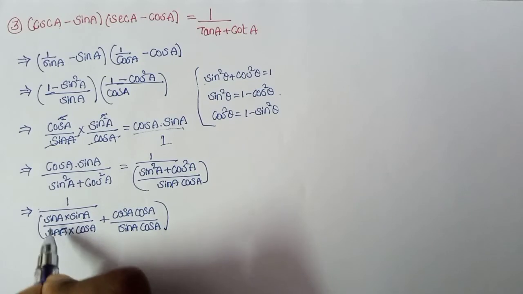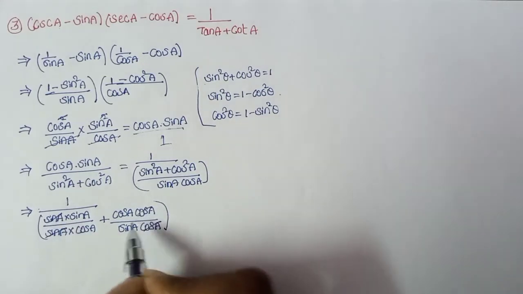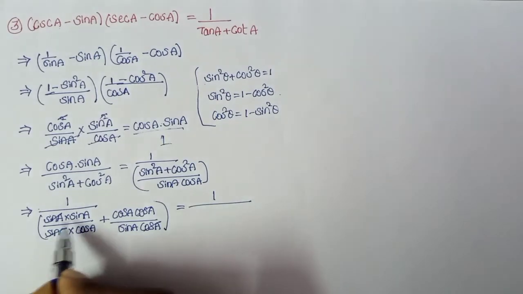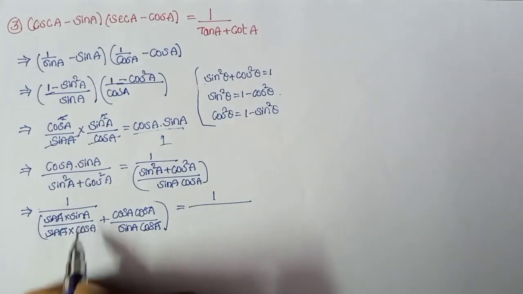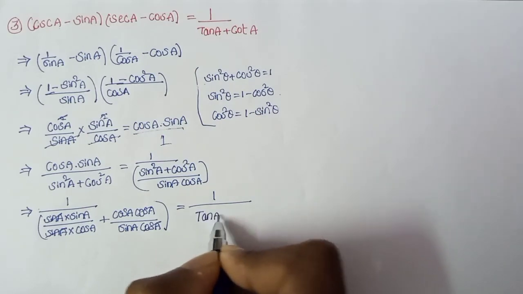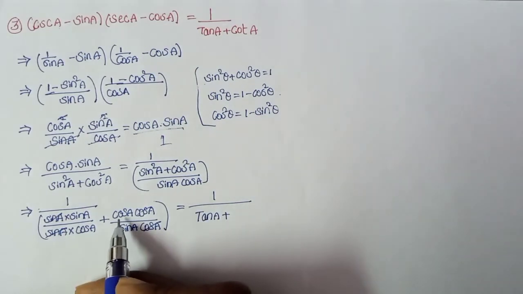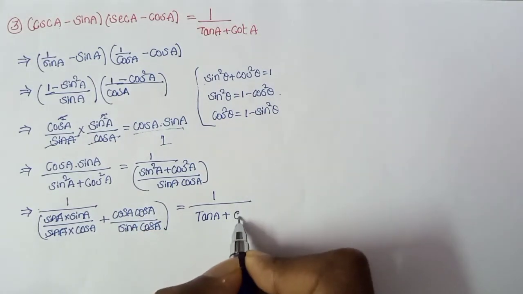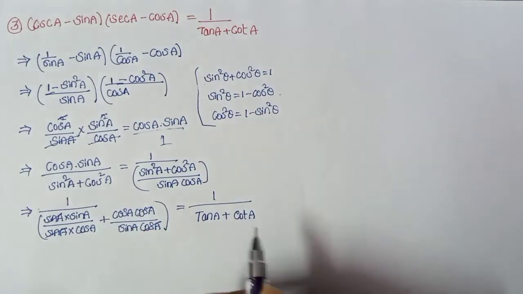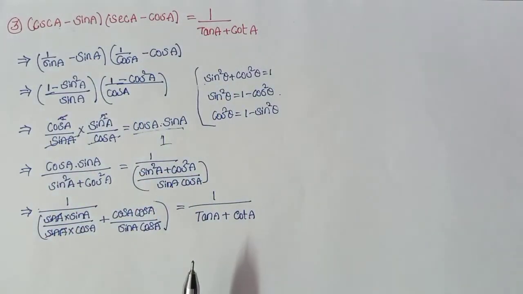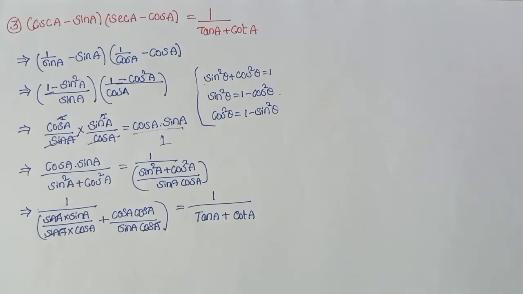So here sin A gets cancelled, here cos A gets cancelled. So what are you remaining with? You are remaining with 1 by sin A by cos A. What is sin A by cos A? That is tan A, we know. So tan A plus, here what are you remaining with? Cos A and sin A. Cos A by sin A is what? That is cot A. So this is the answer. We have proved this is equal to this. Okay, we'll see the next problem.